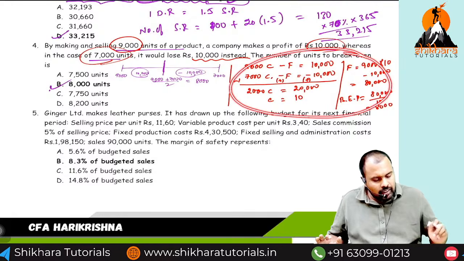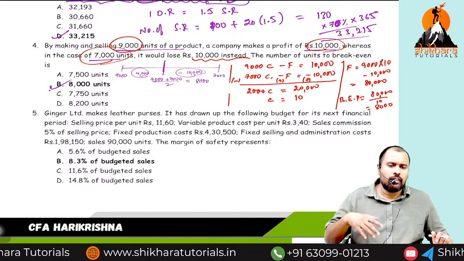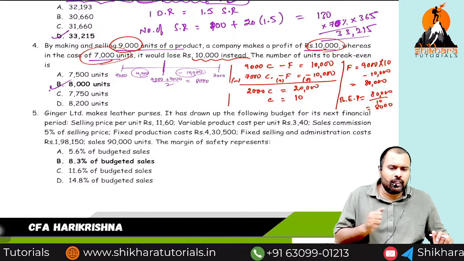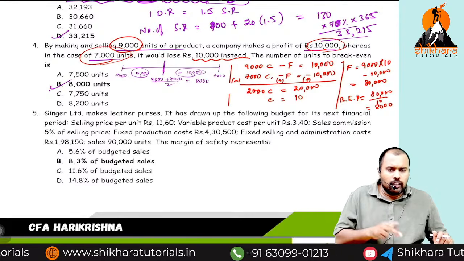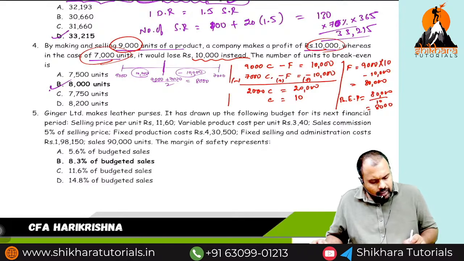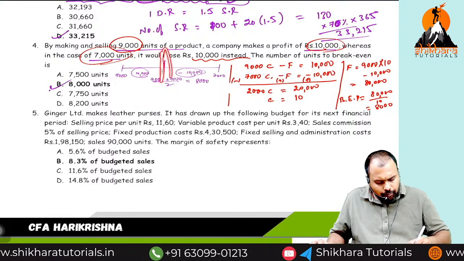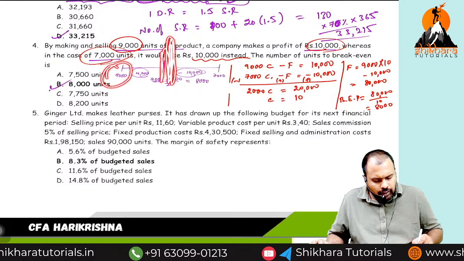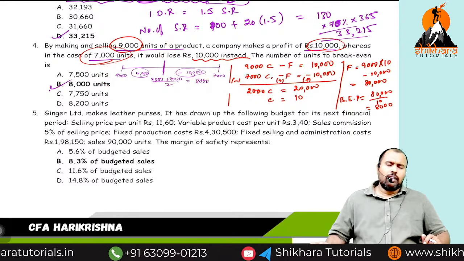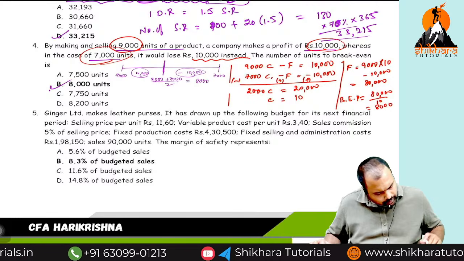By solving all these things it may take some time, but if you know how variable cost and contribution behave properly, then definitely this MCQ can be solved in seconds. This side 10,000 and this side 10,000, so to get the break even point, the middle value we require is 7,000 plus 9,000 divided by 2. That should be our answer, sir. Okay, next one.